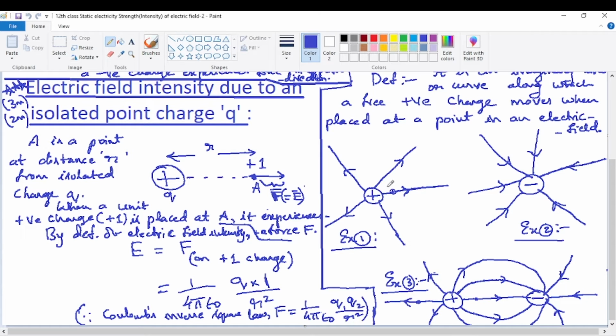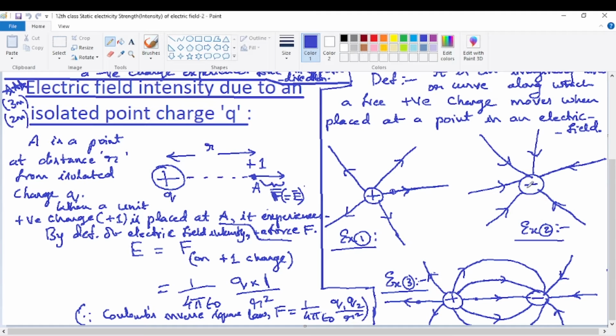They are said to be diverging. That means we start at this positive charge. These two lines of force are separated by a certain distance. But as we move away from the positive charge, you can see that the lines of force are moving away. They are said to be diverging. So the lines of force near a positive charge are diverging away from the positive charge.